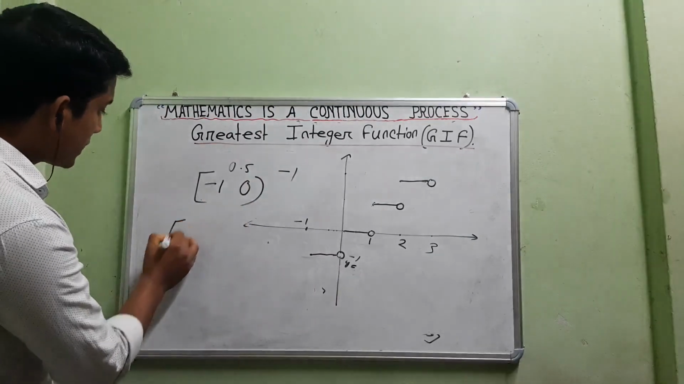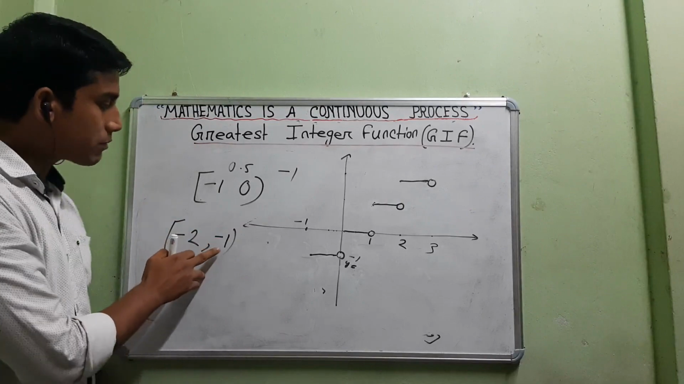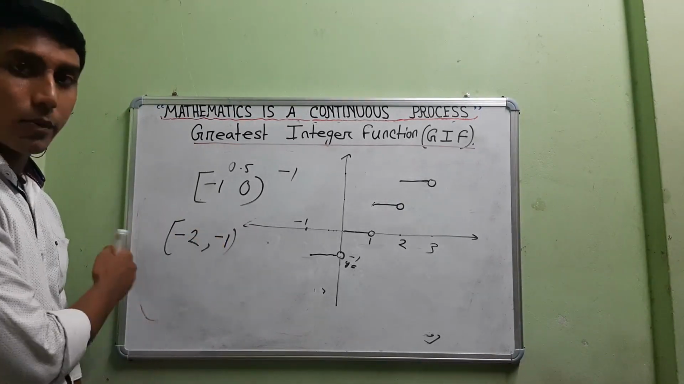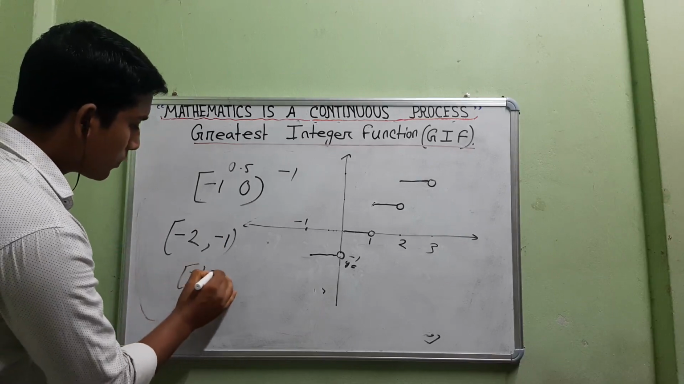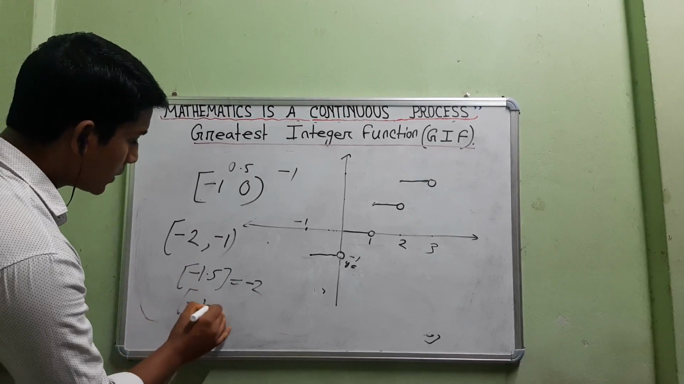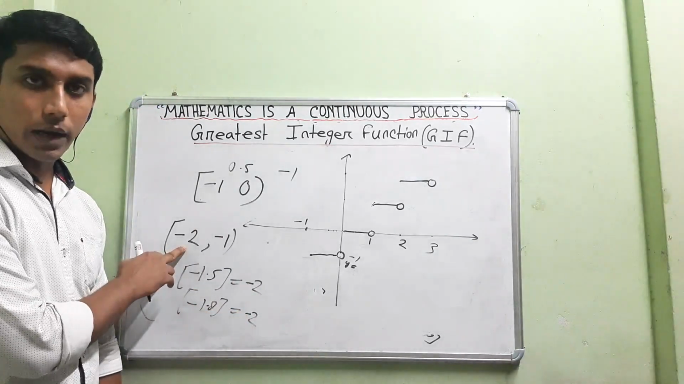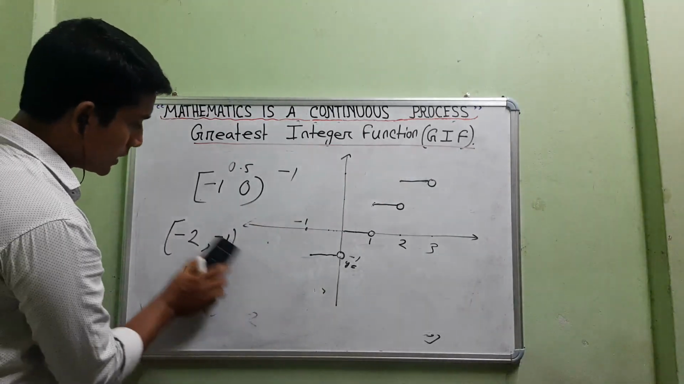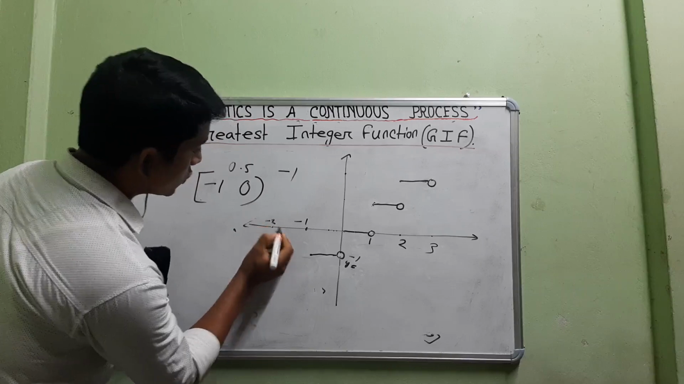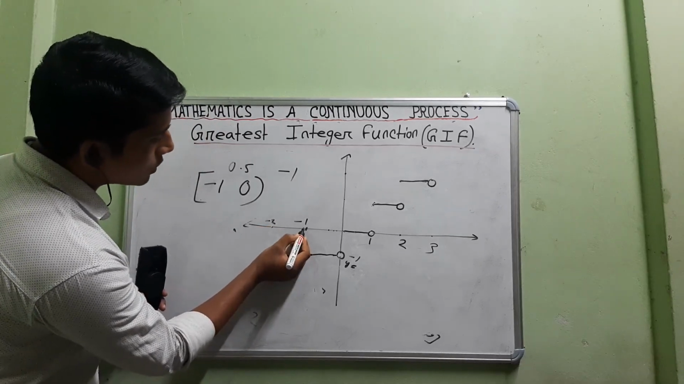Now if I take minus 2 and open at minus 1, now I will not take minus 1. After, meaning less than minus 1, suppose minus 1.5, that one will also give you minus 2, no? Minus 1.8, all the things will give you minus 2. And at minus 2 also it will give you minus 2. So it is just the opposite of the positive values.